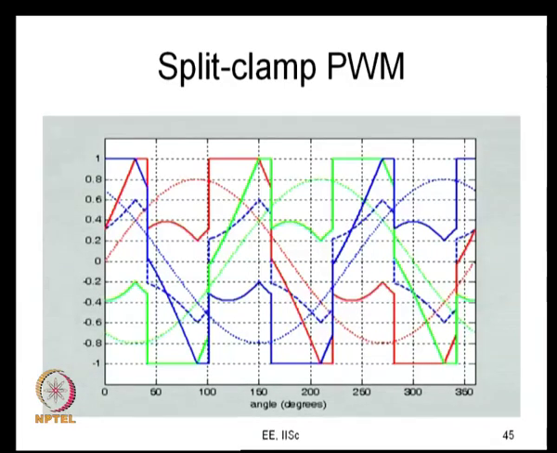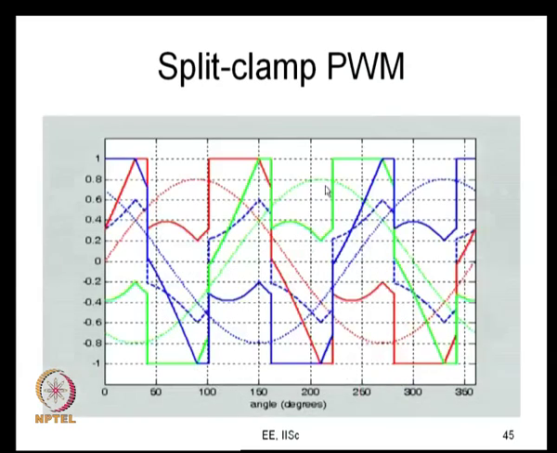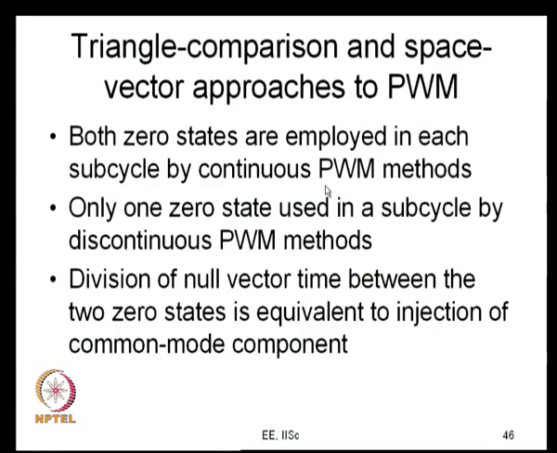It is easy to see the idea of continual clamp and split clamp from the space vector point of view, because you have to change the 0 state once in a sector, and that is at an angle gamma. You can use 012 first and 721 next and so on. So, this is split clamp PWM, and I am trying to say that the two are equivalent. Both the 0 states are used by continuous PWM methods and only one 0 state is used by discontinuous PWM methods, and the null vector time division is what determines the equivalent common mode component.